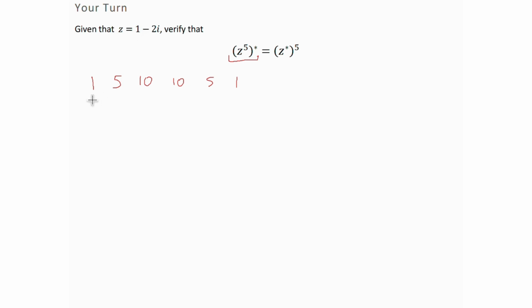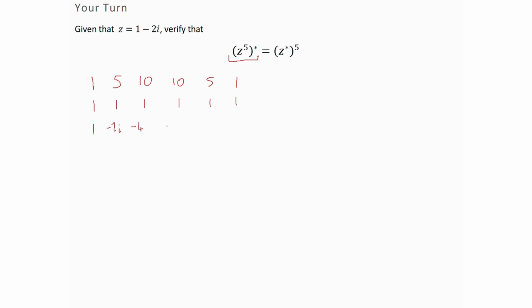First thing, decreasing powers, 1 to the power of 5, 1, 1 to the power of 4 is 1. All of these are going to be 1 because it's always 1 to the power of something. And then increasing powers of minus 2i, so minus 2i to the 0 is 1. Minus 2i to the power of 1 is minus 2i. Minus 2i all squared is going to be 4i squared. But i squared is equal to minus 1, so that's going to be minus 4.